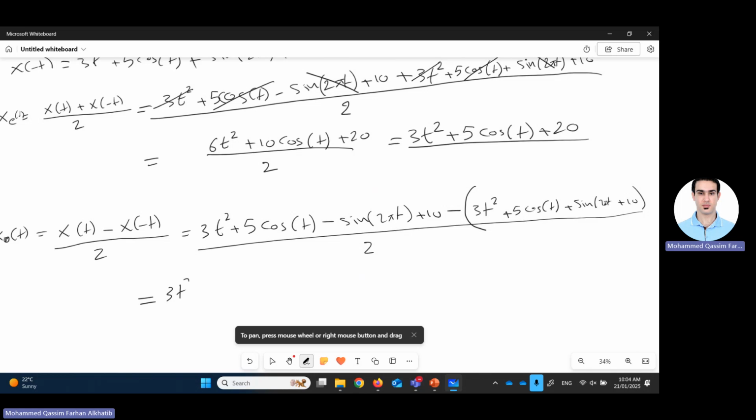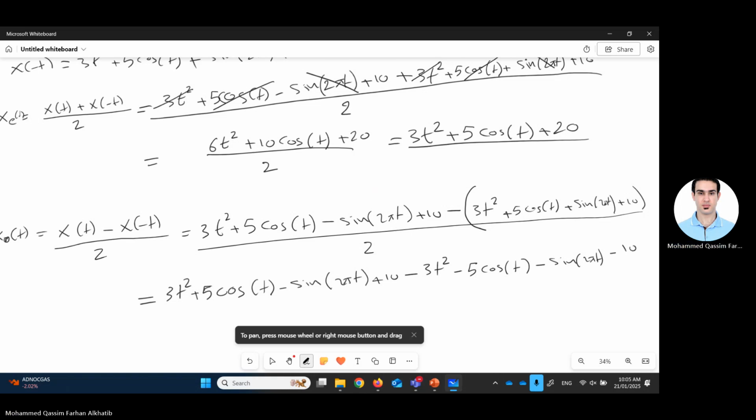So I'll copy this as it is. They can never be even and odd. They can never be the same. Sine 2 pi t plus 10 minus 3t square minus 5 cosine t minus sine 2 pi t minus 10 over 2.